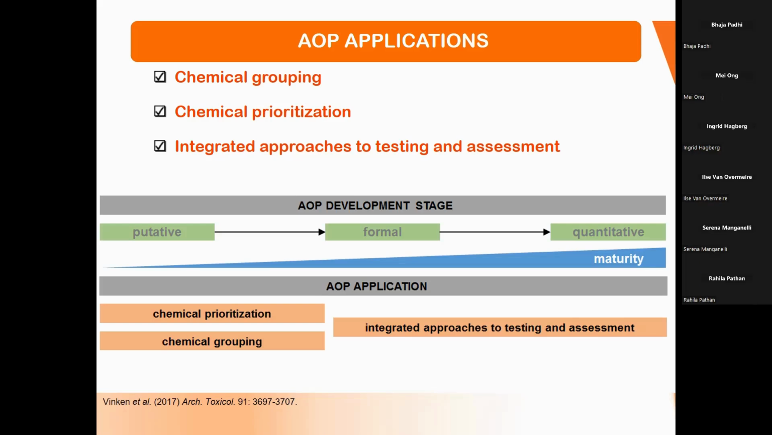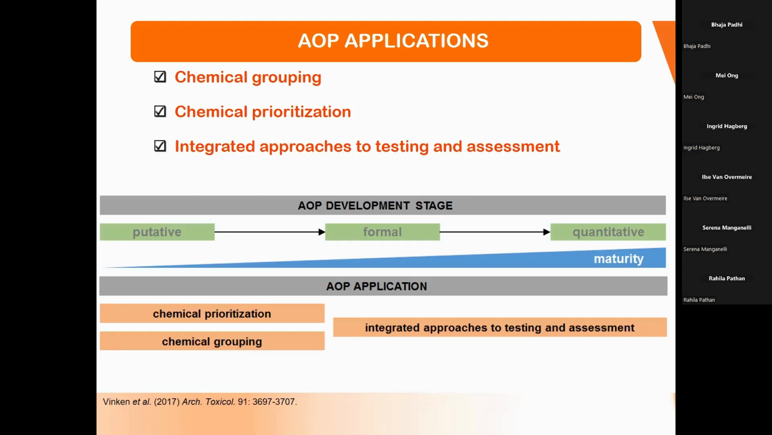Well, I think there are some very nice examples in literature, also at different regulatory agencies, of how AOPs can serve the purpose of toxicology, but in particular risk assessment. Again, I will not go into the details here. That really is a course on its own, but you can use them for chemical grouping, chemical prioritization. They can be considered as the backbone for setting up these IATAs.